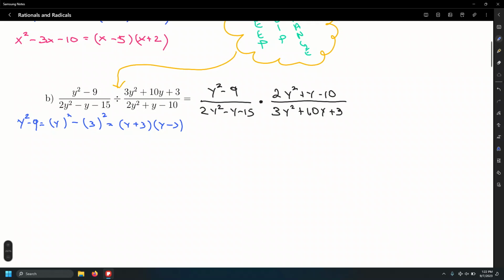What about the second part? So for the second part, okay, that's 2y squared minus y minus 15. And that's the denominator of the first fraction. How do we factor that trinomial? Which method?